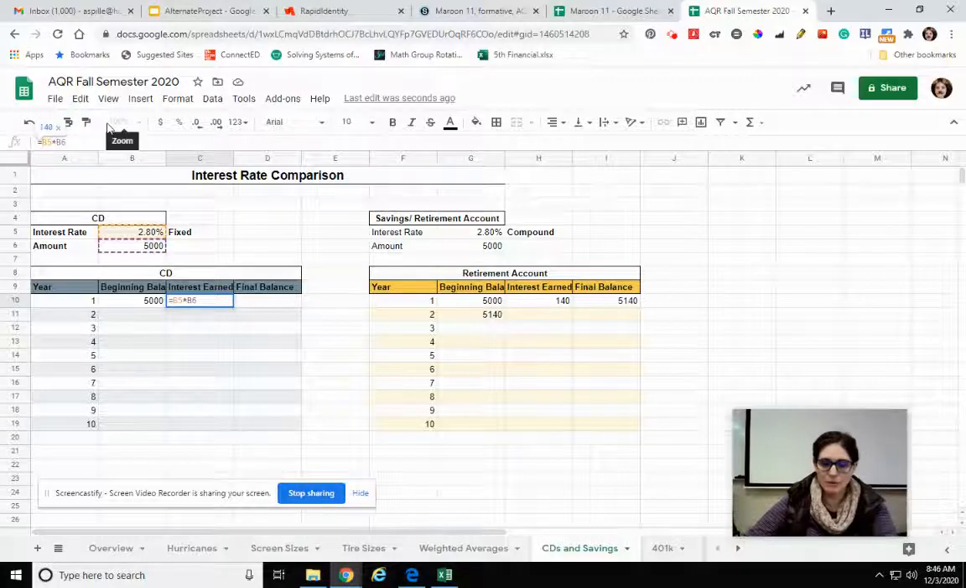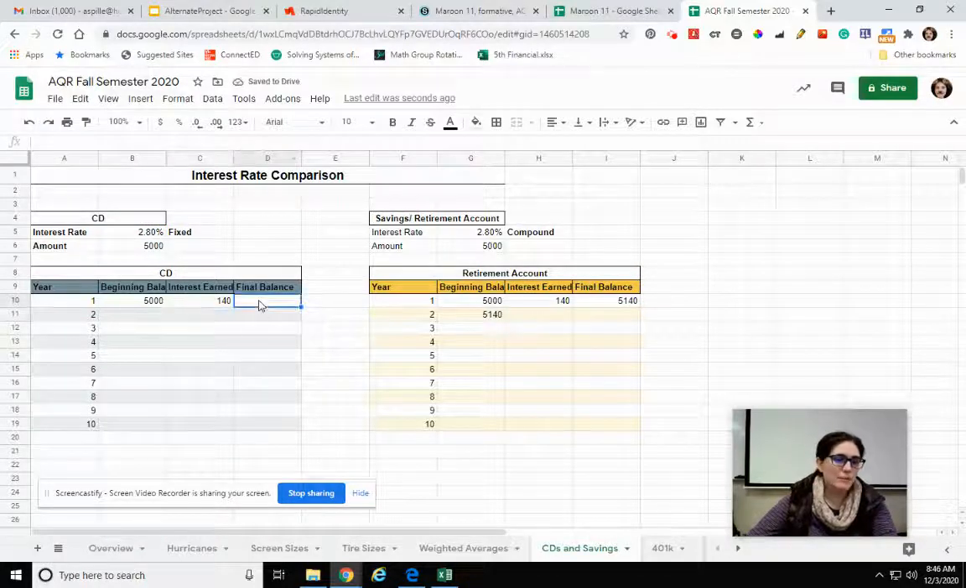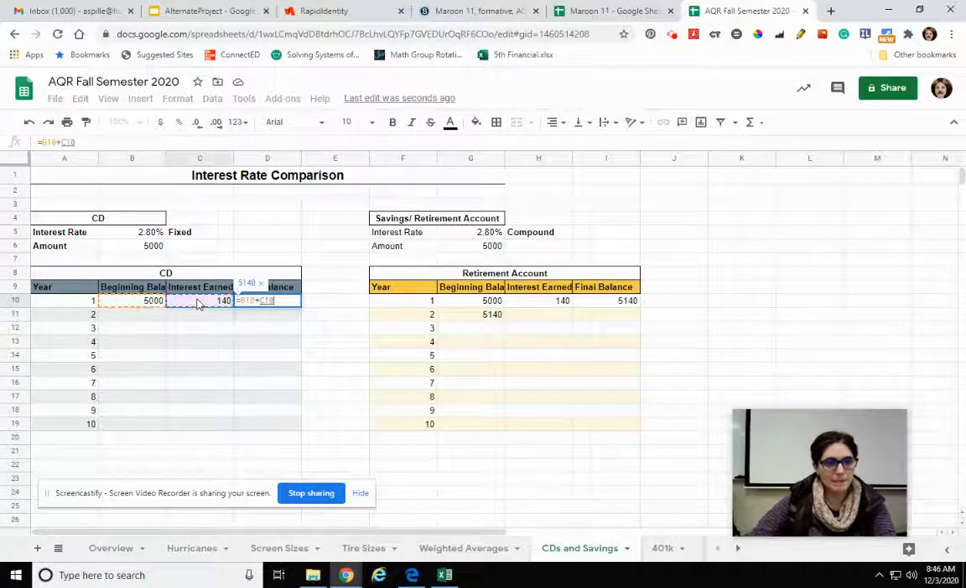This is never changing, so I want it to always refer to those cells. To do that, I put my little dollar signs. Remember, it's the dollar bill, y'all. So dollar B, dollar five, dollar B, dollar six. Those are not changing, which is going to be different from this one. You'll see in a minute, but this does not change, so I want the dollar signs. My final balance at the end of year one is what I started with plus what I earned in interest, so it's just this one plus this one.